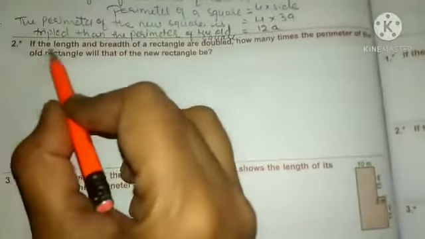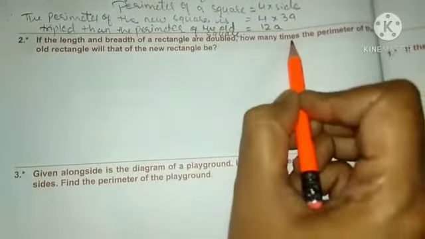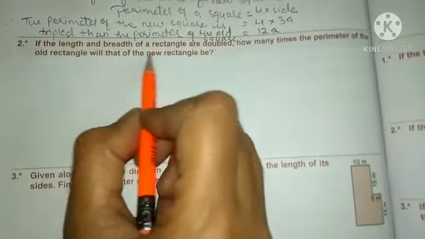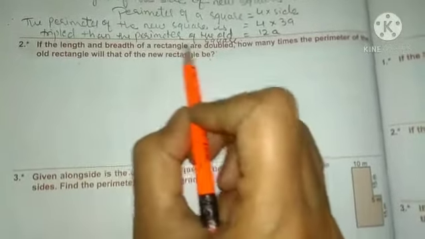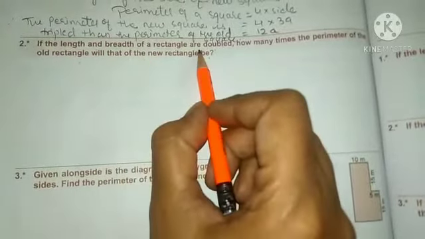How will you find this? See the second one. If the length and breadth of a rectangle are doubled, how many times the perimeter of the old rectangle will that of the new rectangle be? Now here again it is given that the length and breadth of a rectangle are doubled.